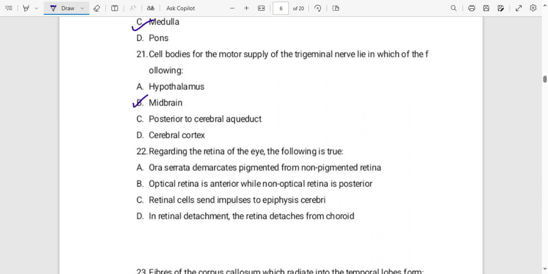Regarding the retina of the eye, the following is true. Ora serrata demarcates pigmented from non-pigmented retina. Optical retina is anterior, while non-optical retina is posterior. Retinal cells send impulses to epiphysis cerebri. In retinal detachment, the retina detaches from choroid. Anyone to help with this one?